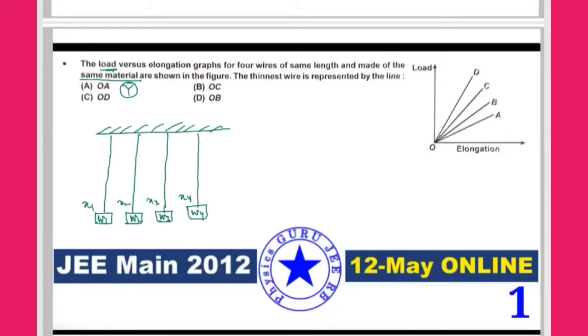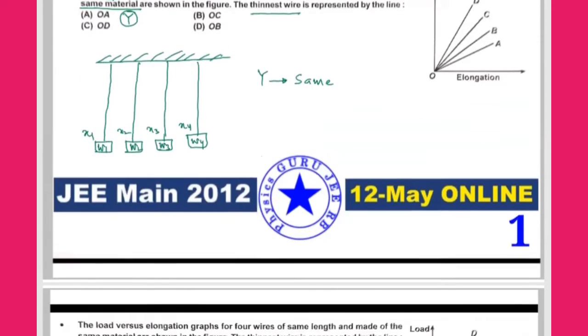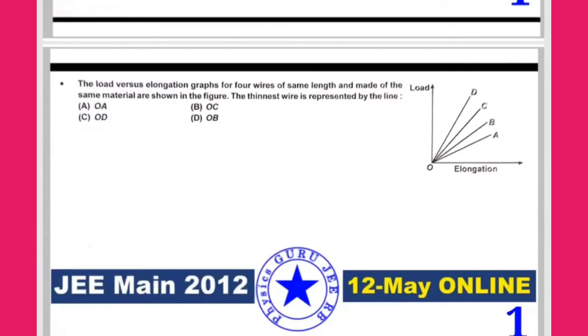Now we have to find the thinnest wire. Young's modulus is the same, as it is the same material. How to decide which is the thinnest wire? Let me draw that diagram here. See, just draw a line. It is giving elongation. Let me take it as X1. Next here X2, next here X3, and similarly X4.